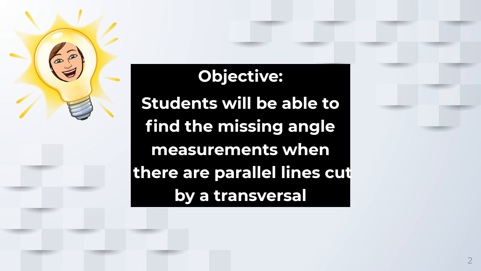So the objective for today, students will be able to find the missing angle measurements when there are parallel lines cut by a transversal. And now remind me, what are parallel lines that are cut by a transversal? What does that look like?